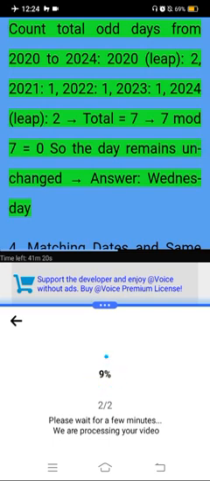Count total odd days from 2020 to 2024. 2020 leap 2, 2021 1, 2022 1, 2023 1, 2024 leap 2, total equals 7. 7 mod 7 equals 0, so the day remains unchanged. Answer: Wednesday.